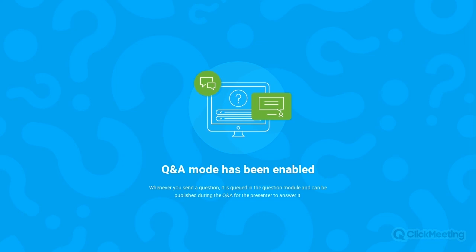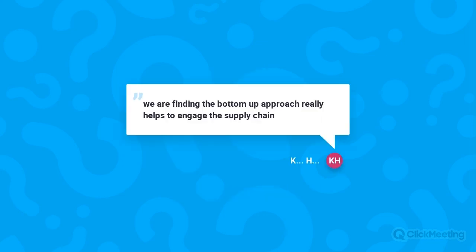Yeah, so we are finding the bottom-up approach really helps to engage the supply chain. No one wants to be told what to do at the end of the day, no one really enjoys that. So if you can get the engagement and get them to give you their own programs and make them feel like they're in charge, then you're going to get a much more engaged subby or supply chain, definitely.